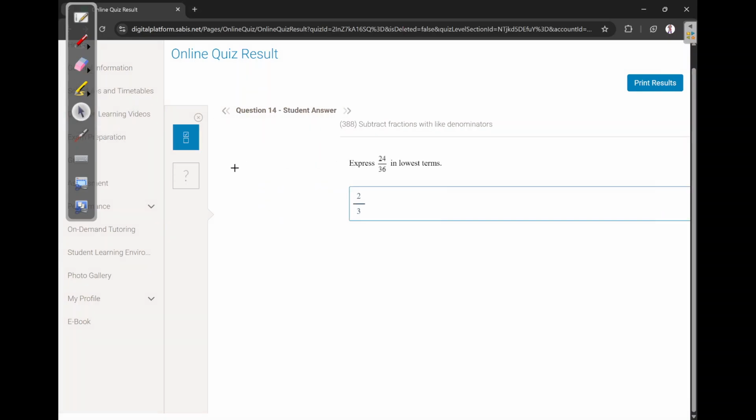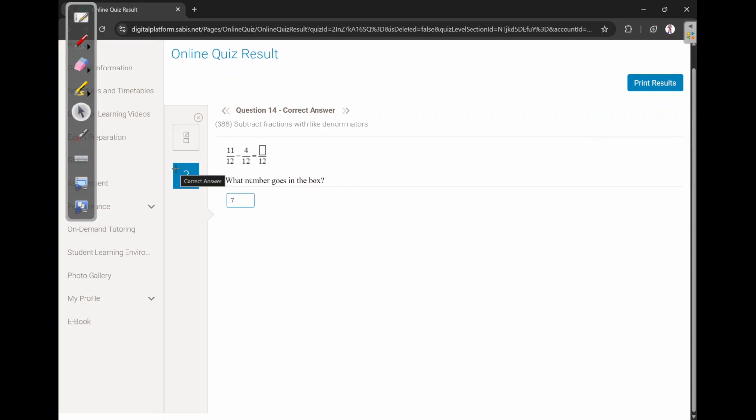Question 14. What number goes in the box? 11 minus 4 equals 7.